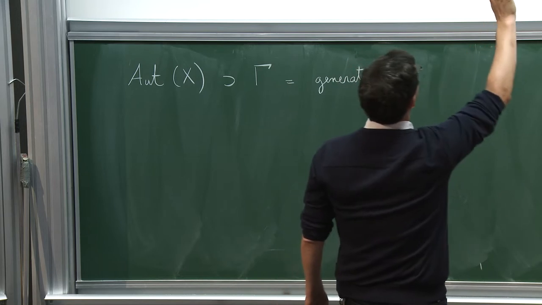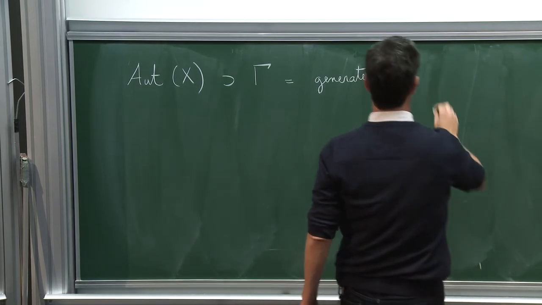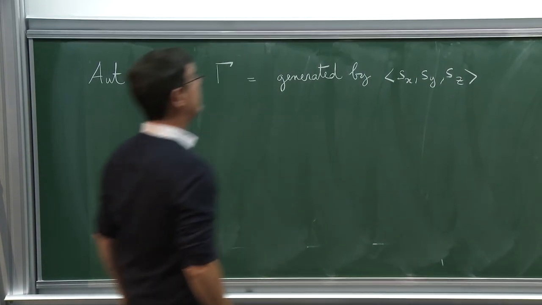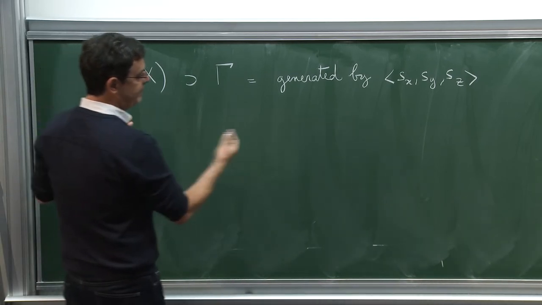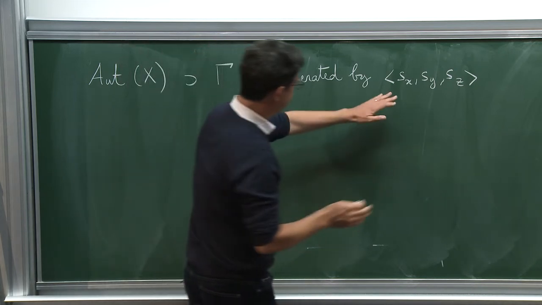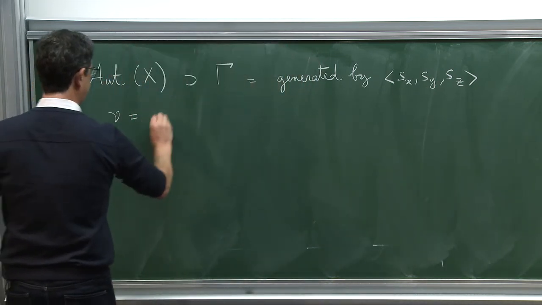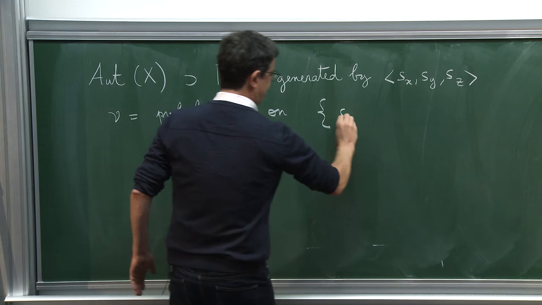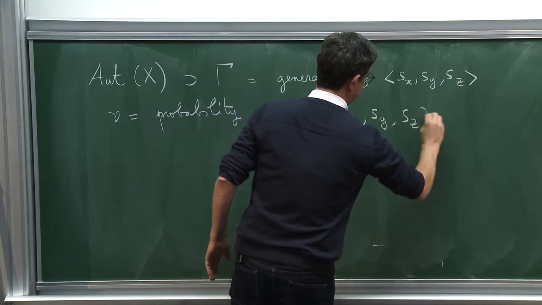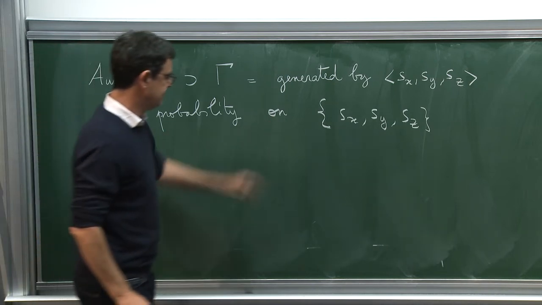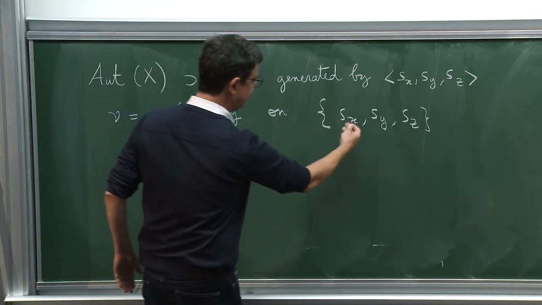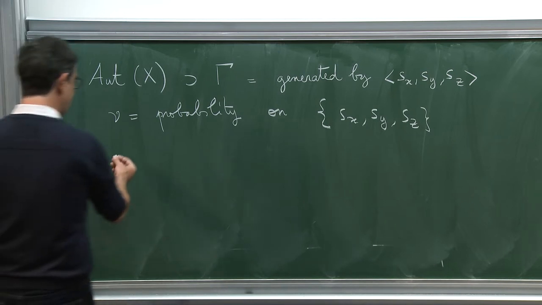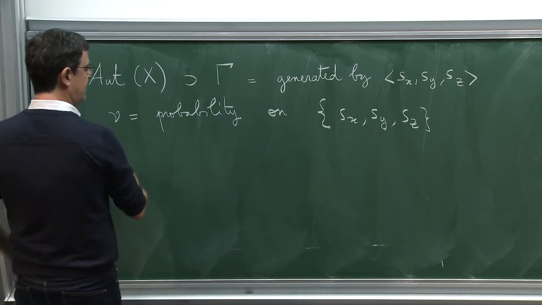So I will use, just as the second example, the Wehler surfaces. Okay, and now I will take a probability measure on this group, and to be specific, I will just take a probability measure on the set SX, SY, SZ. So the support of nu is this set. So the probability that I pick one of these involutions is positive for each of them, and the sum is 1. And now I look at sequences of such involutions.